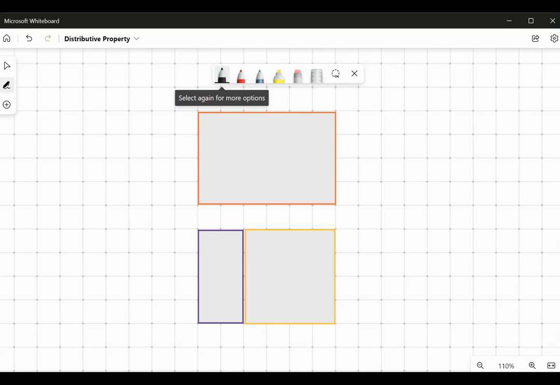Let's do a quick tutorial on the distributive property. You can see the title of my whiteboard.